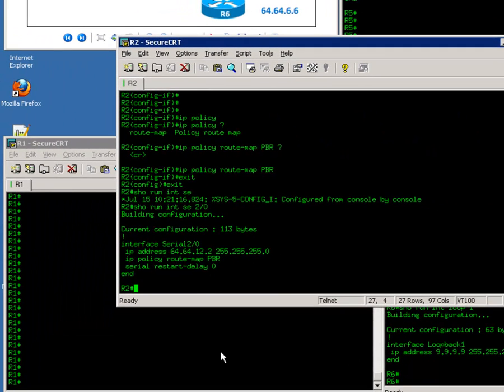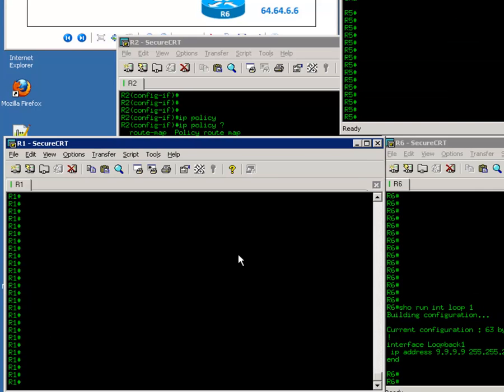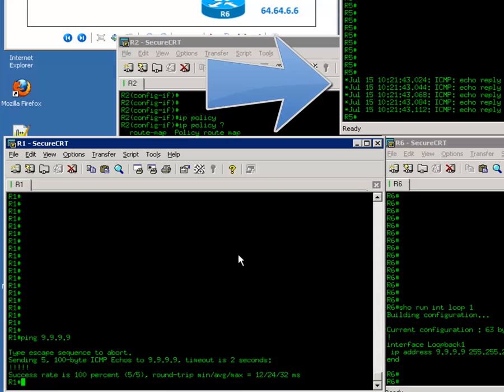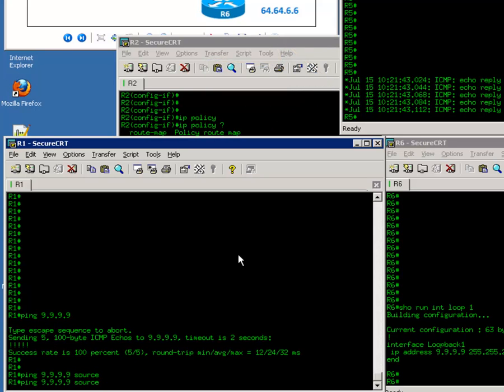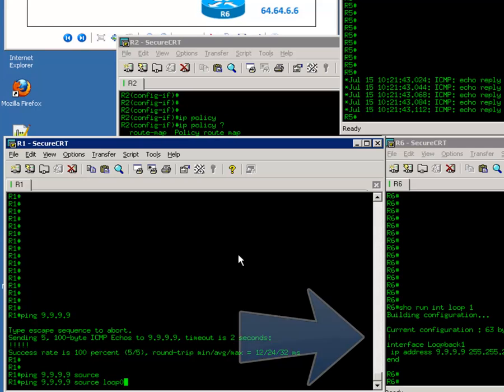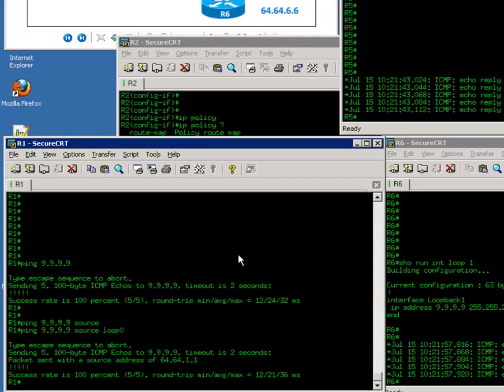Now let's do some testing. On router 1, I'm going to simply ping router 5 loopback 1 interface that we just created, which is 9.9.9.9. It responded. Next test, I'm going to ping the same IP sourced from my loopback interface. As you can see, router 6 responded instead because the traffic is redirected to router 6 by that policy-based routing.